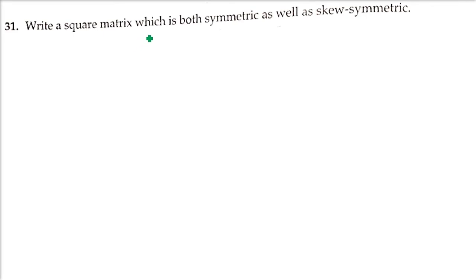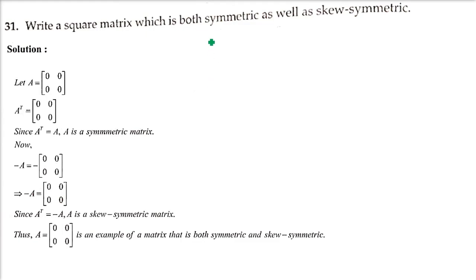Write a square matrix which is both symmetric as well as skew symmetric. The best one is the null matrix. Null matrix is always symmetric and skew symmetric also because it is nothing. So see, A matrix is a null matrix, so we are assuming it to be symmetric and skew symmetric because when you take the transpose of the null matrix it will come back.